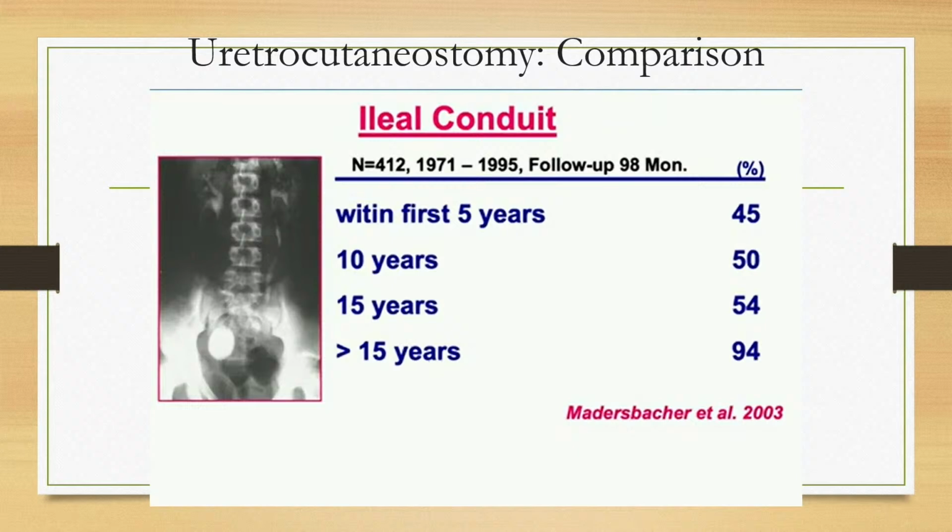And the other study that was also quite interesting in urinary diversion was by Madasbacha et al. It is the largest study that was done on ileoconduits, which followed up 412 people over a period of 98 months. And it found out that after 15 years, almost all ileoconduits fail.